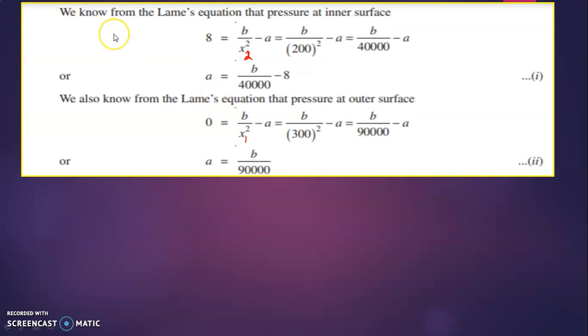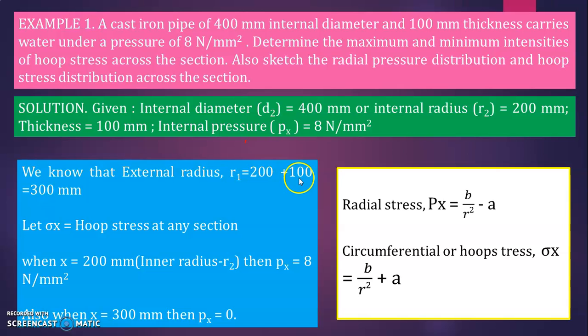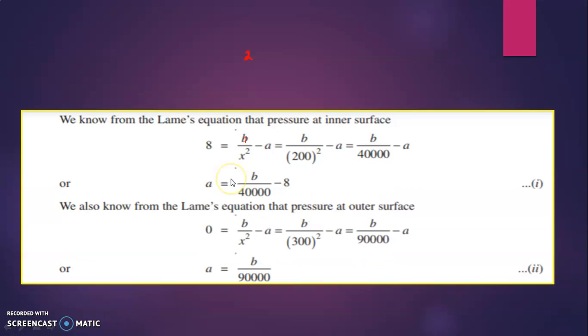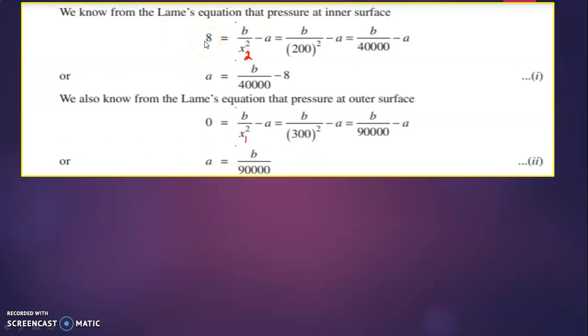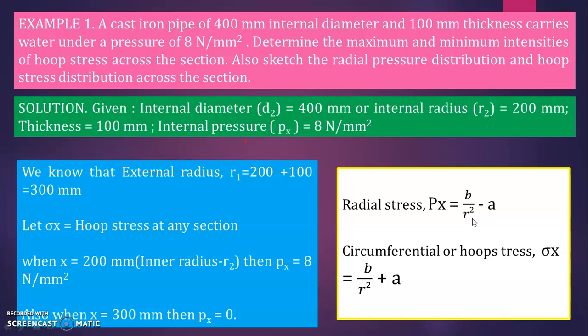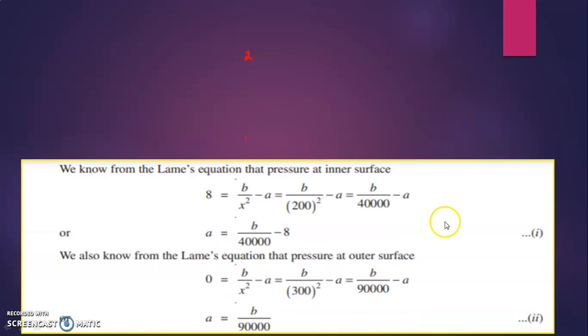Now first I will apply this Lamé's equation for the inner surface. At the inner surface, the pressure is 8 Newton per millimeter square, right? Here this is given: when x is 200, means inner radius is 200, the pressure is 8 Newton per mm square. The formula all of you know, right? Px is equal to B divided by x square minus A. This one, B divided by R square minus A, is radial stress.